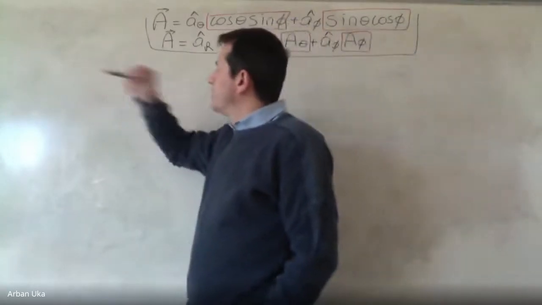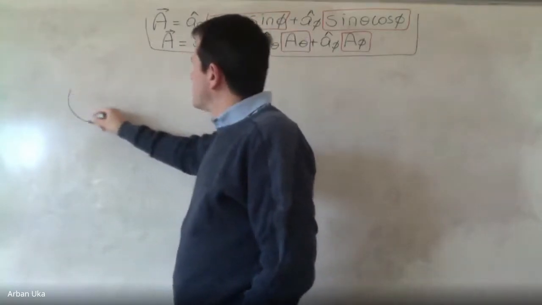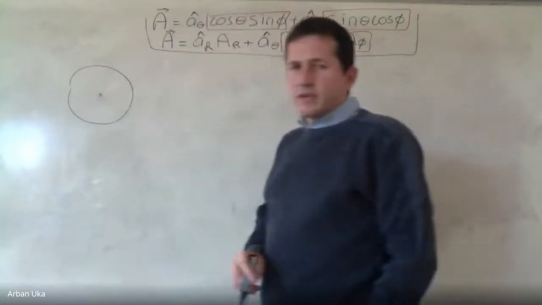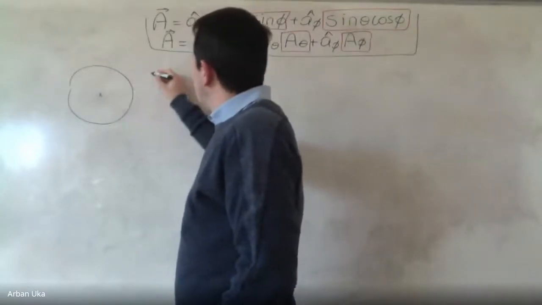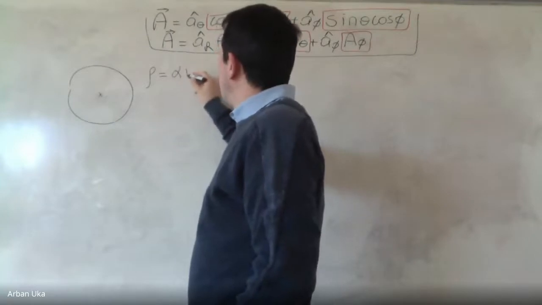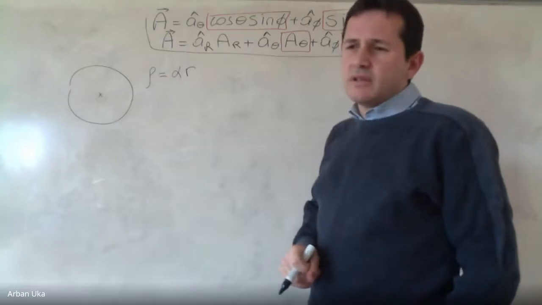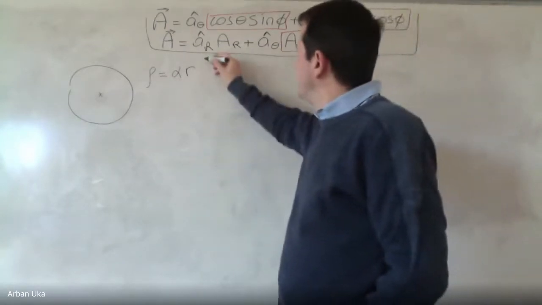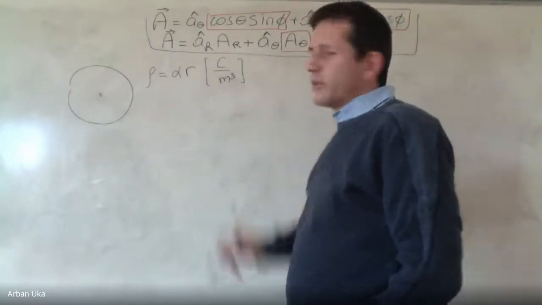So let's think about this exercise. Let's assume that we have a sphere which is charged over the whole volume. And in this sphere, let's assume that the density is equal to some alpha r, and this density, what is the volume density of the charge? What is the unit? This is Coulomb per meter cube, okay?